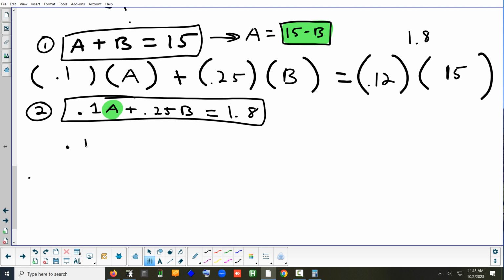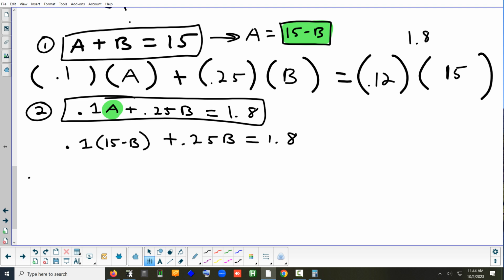So you're going to have 0.1. And anytime you do substitution, you always want to keep your parentheses because the distributive property usually comes up. Now this time, don't write A. Put what A is from the first one, 15 minus B. Nothing else is going to change. Now, if you do the substitution correctly, you should have an equation that just has one letter. It may have the letter more than once, but it's just one letter. It's just B.